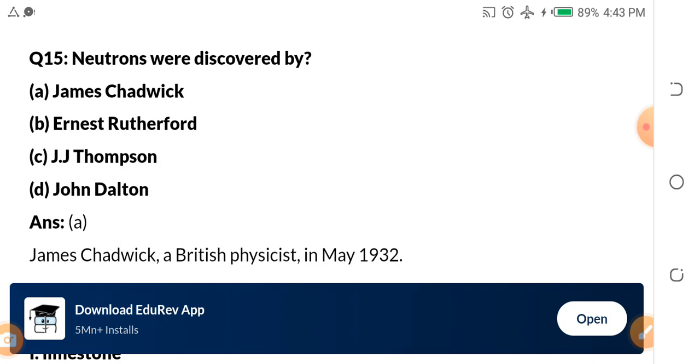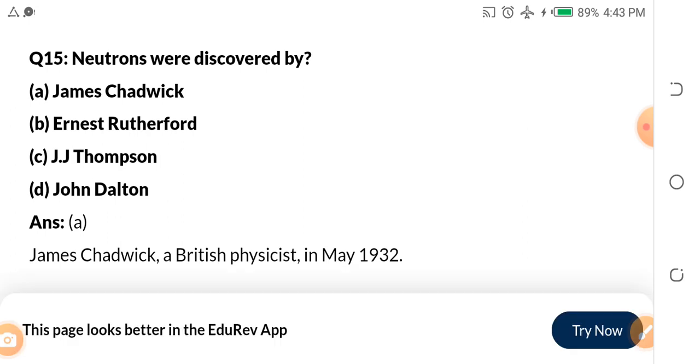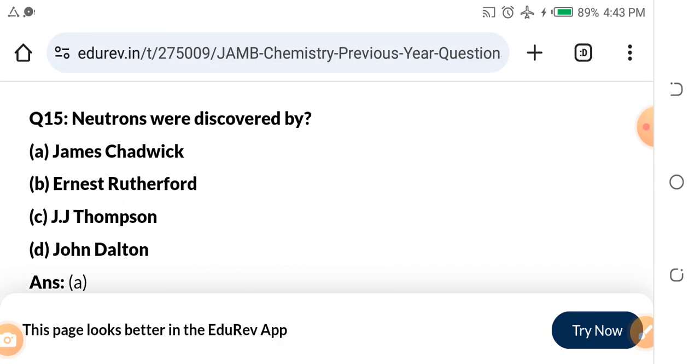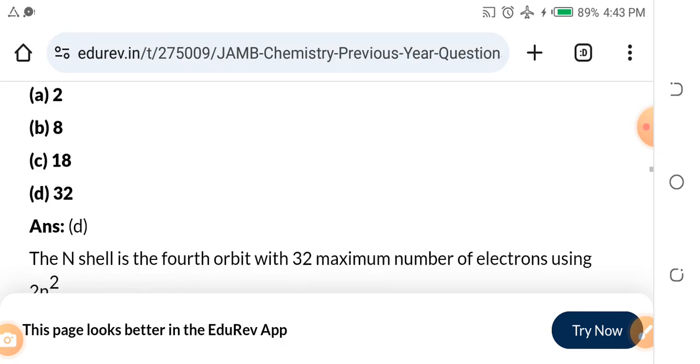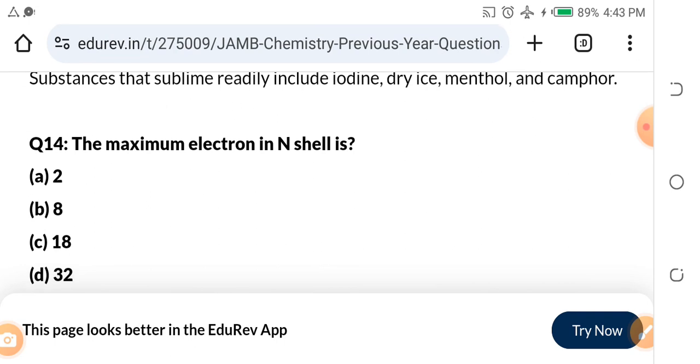Say it. James Chadwick. Repeat it. James Chadwick, a British physicist. In which year? 1932. These things I'm saying look simple, but they are real JAMB questions. I'm giving you real JAMB questions.